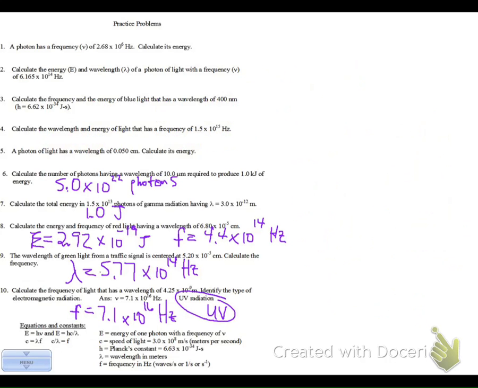Okay, check your work. Number 6 is a little different. You had to calculate the energy using the E equals HC over lambda formula. And then you just divided 1 kilojoule. Of course, you had to change that to 1,000 joules and then divide it by your answer to get 5 times 10 to the 22nd. And then the rest of the answers are pretty straightforward.